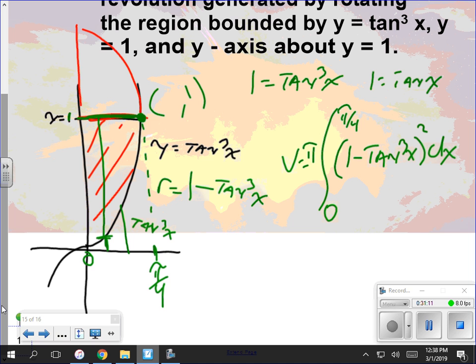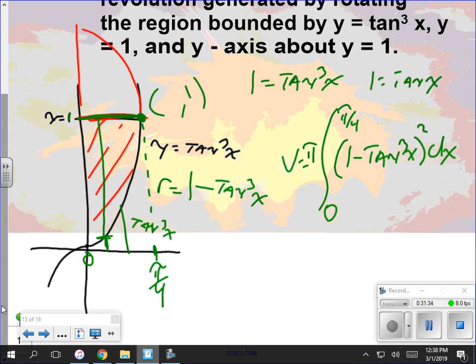Yeah. 1 equals tangent cubed x. How do you get from that to 1 equals tangent x? Cube root. What's the cube root of 1? What is 1 to any power? 1. So the cube root of 1 is 1. That's 1 equals the tangent. And where's the tangent 1? Where the sine and cosine have the same value, which is pi over 4.